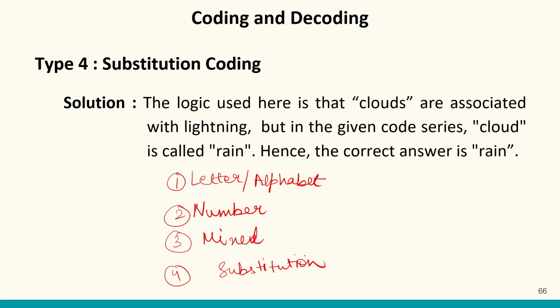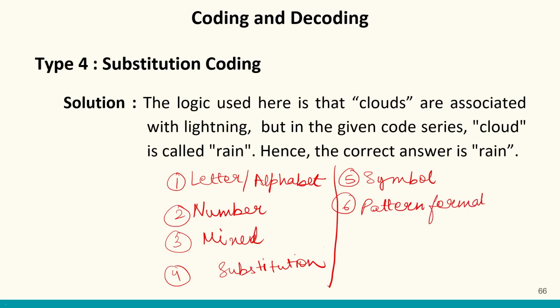Now in the next class, we'll discuss the other 4 types of coding and decoding problem, which is symbol. And we'll discuss pattern formation. We'll discuss sentence coding. And we'll also discuss coding by letter inversion. So all these 4 types will be discussed in the next lecture.